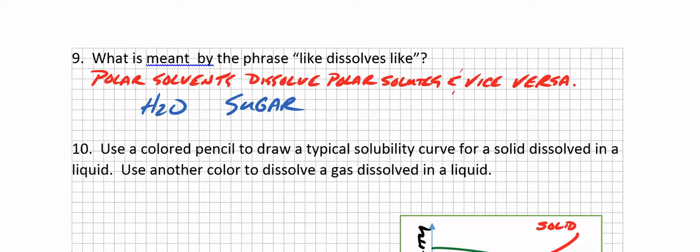But water would not dissolve, I'll put an X through this, olive oil, okay? Would not dissolve olive oil or vegetable oil or any other kind of oil, because water is polar and sugar is polar, so like dissolves like, but water is polar and oil is not polar, so it's not going to dissolve that. Likewise, nonpolar solvents, like benzene for example, will dissolve nonpolar solutes, right? So you would expect benzene to dissolve oil, but water would not do that.